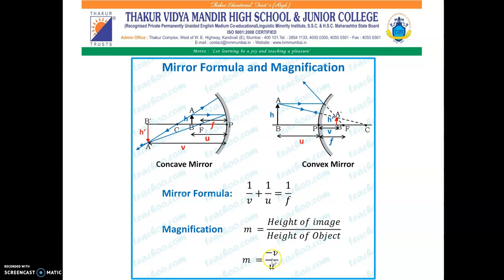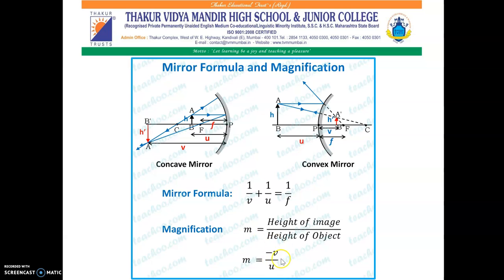So m is equal to minus v upon u. Now the height of the object will always be positive. Why will it be positive? Because the object is always kept above the principal axis and also towards the left of the mirror. So according to the Cartesian sign convention, we know that above the principal axis and towards the left of the mirror, the distance is always positive. So the height of the object is always positive.